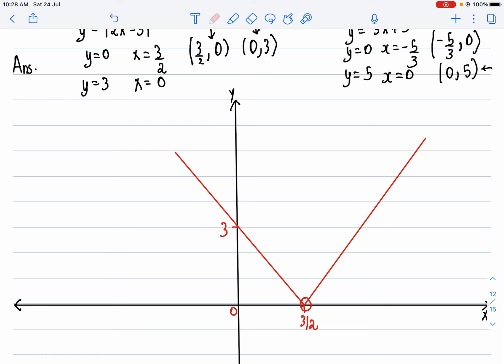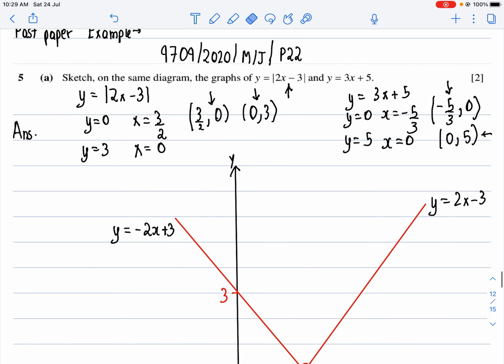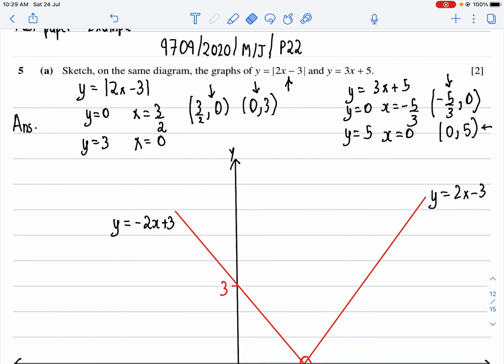Now, the important thing which you need to know: the right hand side will basically be y equals 2x minus 3, as it is. And the left hand side will be y equals minus of 2x minus 3, which can be written as y equals minus 2x plus 3. This is how you can write it. I'll just remove this so that you have only one equation. So it's y equals minus 2x plus 3. Got it? So this is how the modulus graph will be sketched.